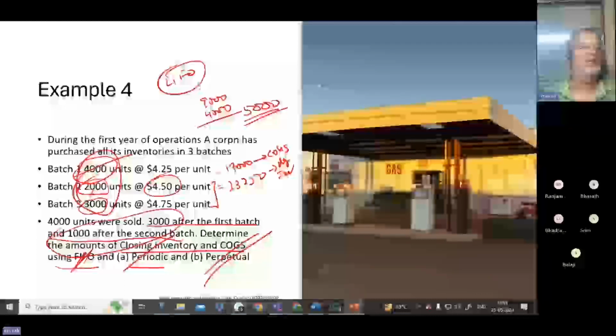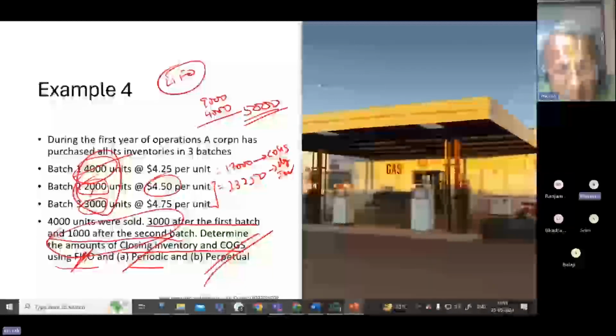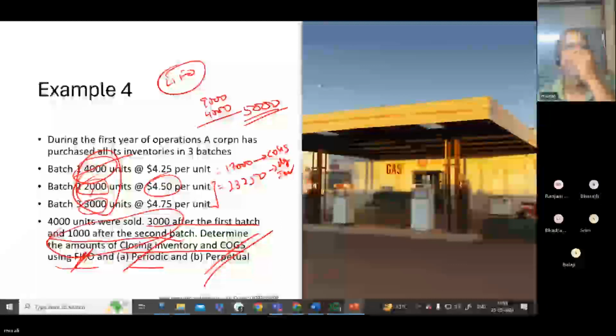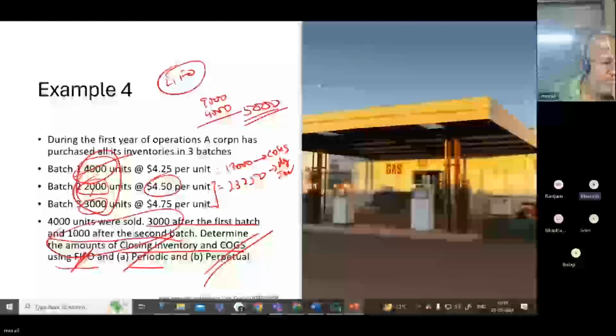Sree, Anup, Ranjani, Bharat, Balaji. Can you just tell what exactly you have understood on this periodic and perpetual and FIFO, LIFO? Yeah, under FIFO, both under periodic and perpetual, the COGS and the closing inventory value remain the same. Is it cost of goods sold and closing inventory that will be the same, or what are you trying to convey? The value of COGS and closing inventory separately will be the same. That's what I meant.